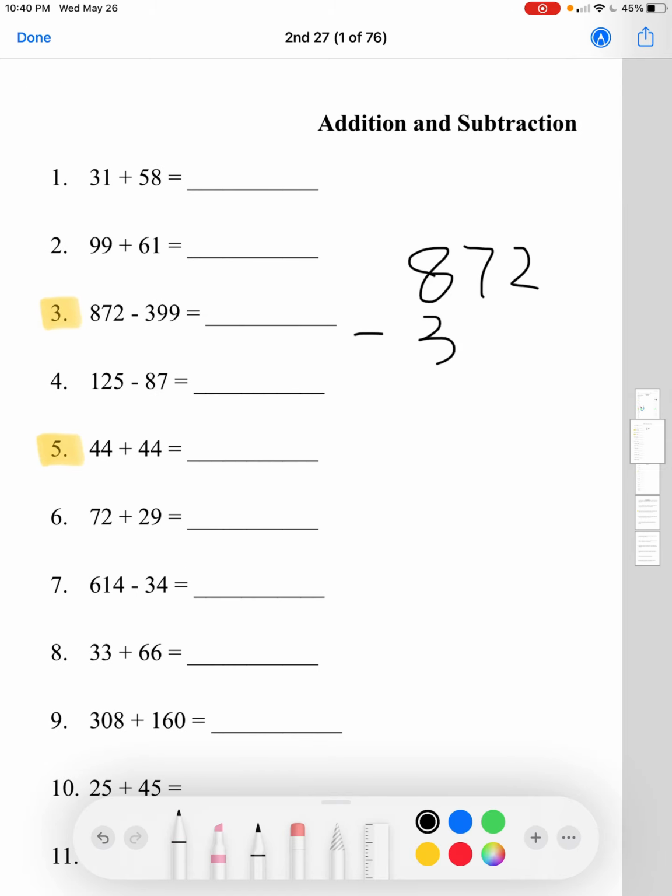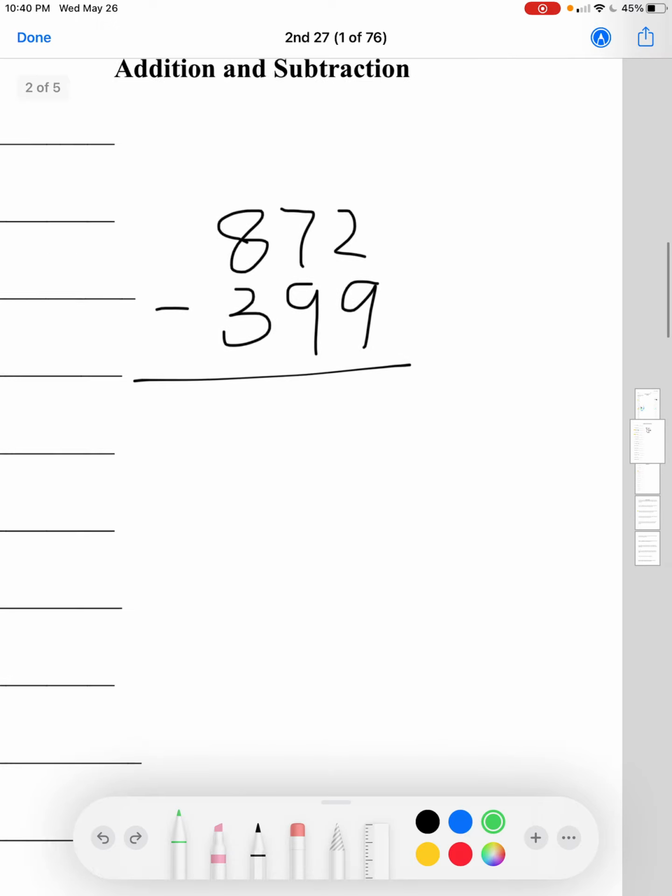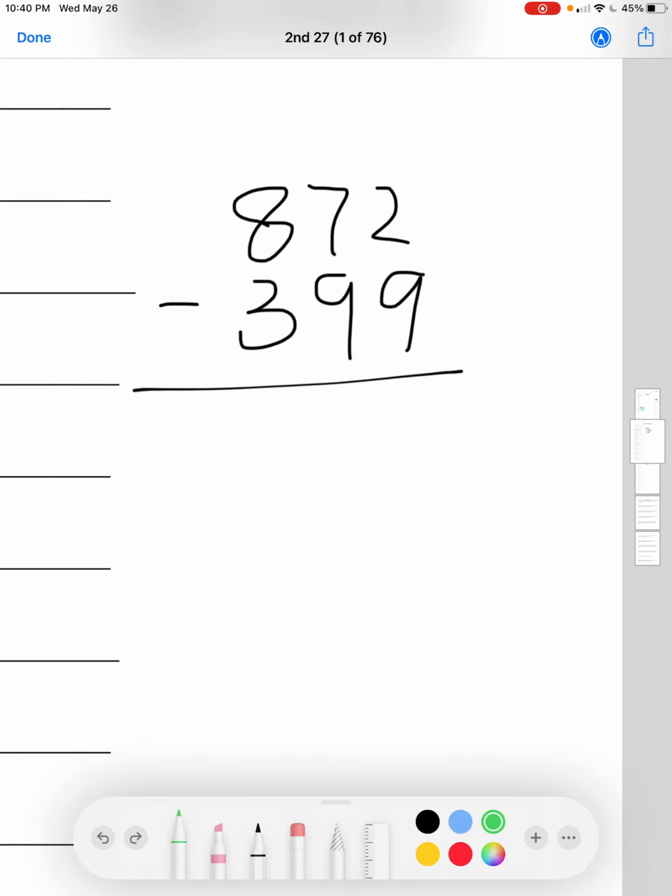Again, we're going to rewrite the question on the side so we can line up the numbers by place value. The ones place, 2 and the 9 right here. The tens place, 7 and the 9 right here. And then the hundreds place, the 8 and the 3 right here. Now we know we lined up our numbers, we can start subtracting.